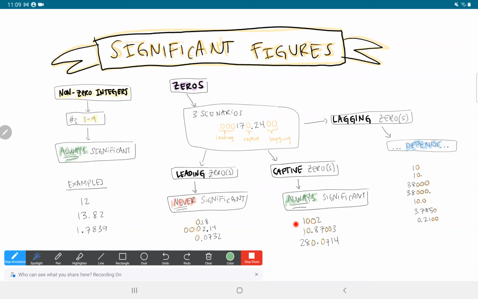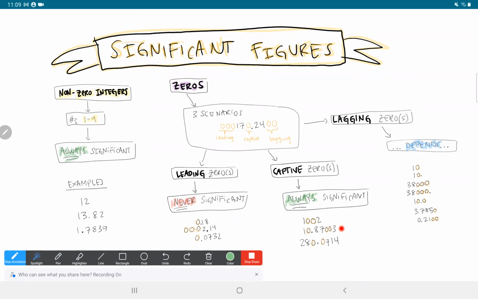How about 10.87003? In this case, I kind of have 2 groupings of captive zeros. I have this captive zero between the 1 and the 8, and I have these 2 captive zeros between the 7 and the 3. And again, captive zeros are always significant. So every single number in this number right here is significant. So 1, 2, 3, 4, 5, 6, 7. This number has 7 significant figures.